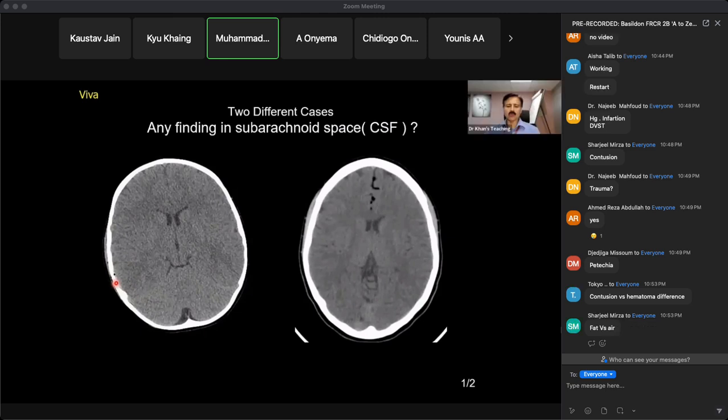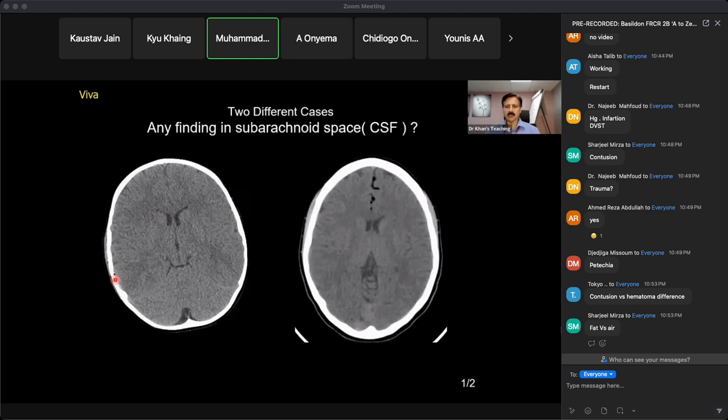My question is more basic than that. So you are absolutely right. You will go for bone window. You will go for an associated fracture. If you see here, there is a hypodensity. What is this hypodensity? It's most likely air.